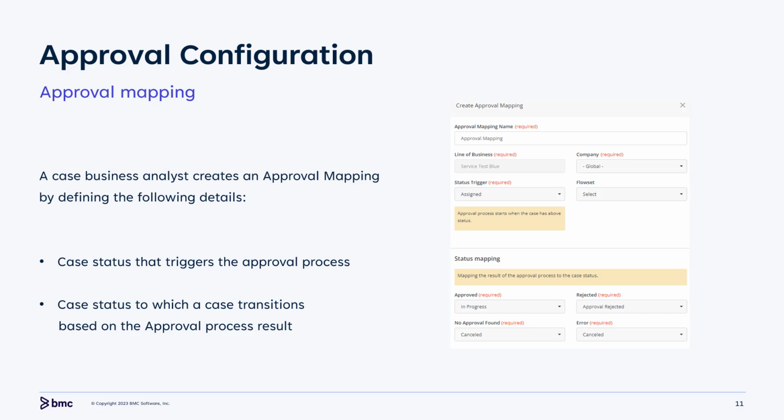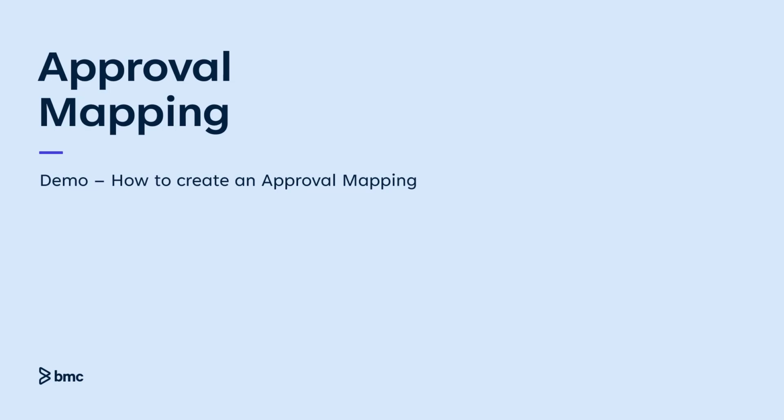Now, the third step in the process to configure an approval is to create an approval mapping. By creating an approval mapping, we will define the case status that will trigger the approval process and the case status to which a case transitions based on the approval process result. If required, the case business analyst can also map case templates to the mapping. In the next demo, we'll take a look at the steps on how to create an approval mapping.